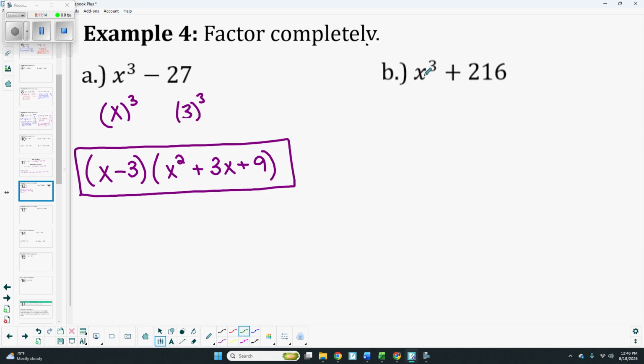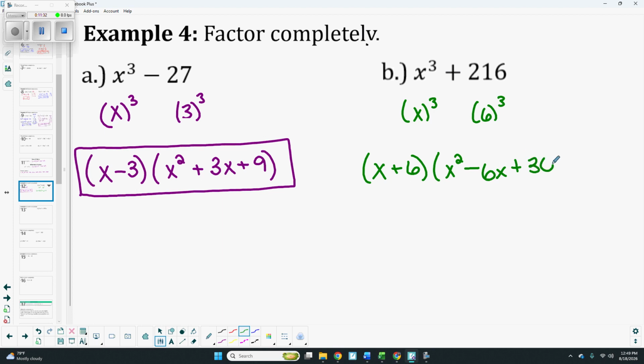For b, this is x being cubed, and this is 6 being cubed. And there's a plus sign in between, so that means we're going to start with the plus, then first term squared, now it's minus, product, plus last term squared, 36.